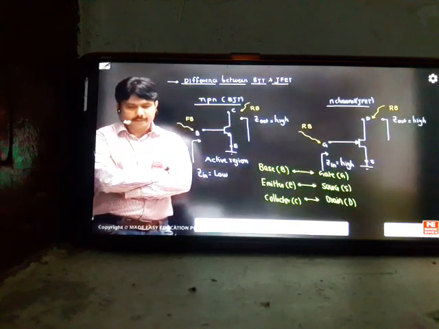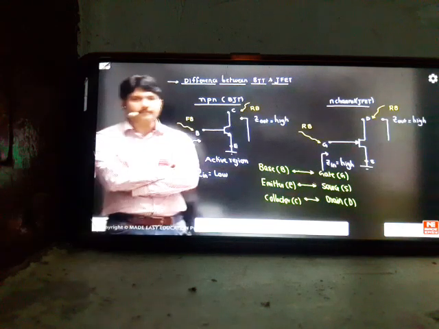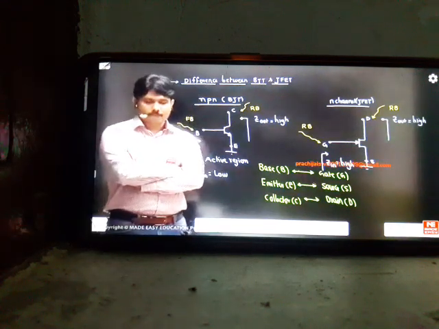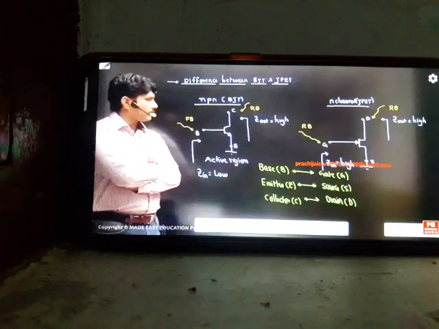So differences: in BJT, base is forward bias, and in FET, gate is reverse bias. Yes, Arpita, perfect. Great. So this completes the differences in the concept.